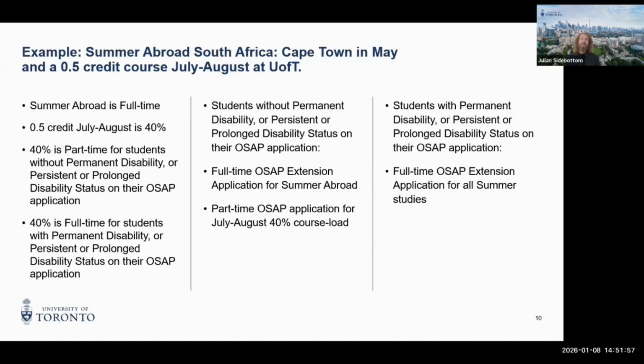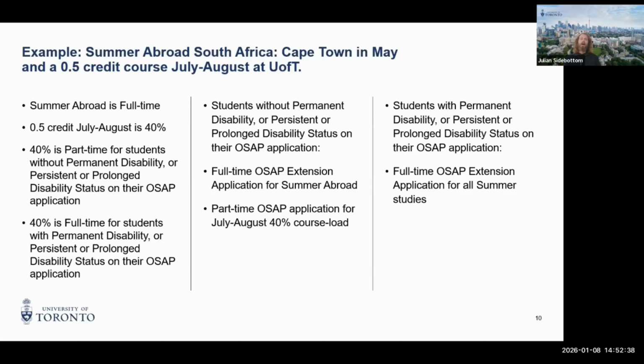In another example, summer abroad again in May, and a 0.5 credit course July-August at U of T. So the summer abroad would be considered full-time. 0.5 credits July-August is a 40% course load, so that could be considered full-time or part-time depending on whether you have a documented disability status with OSAP. For students with a permanent disability or a persistent or prolonged disability status on their OSAP, 40% course load is full-time. In that case, those would both be full-time applications, and as in the previous slide, we would make the adjustments.